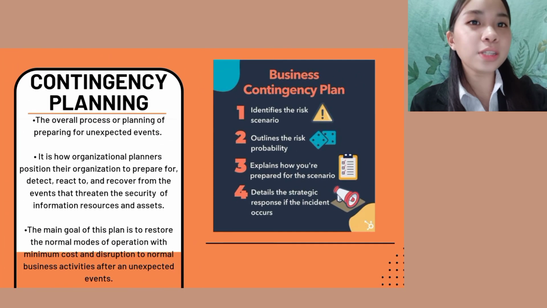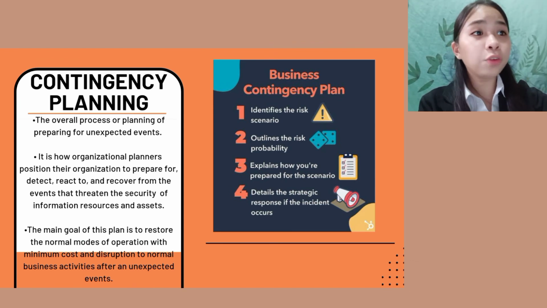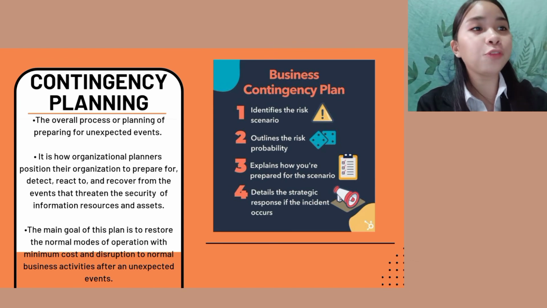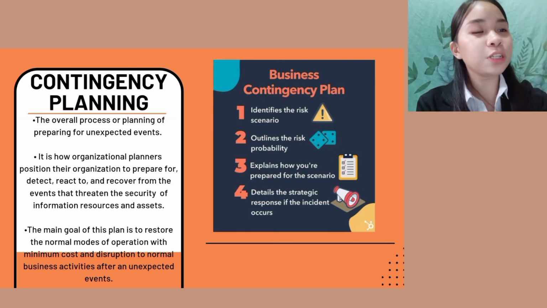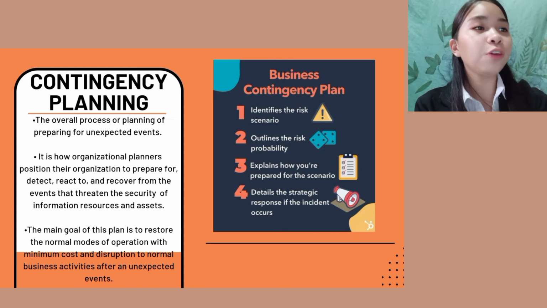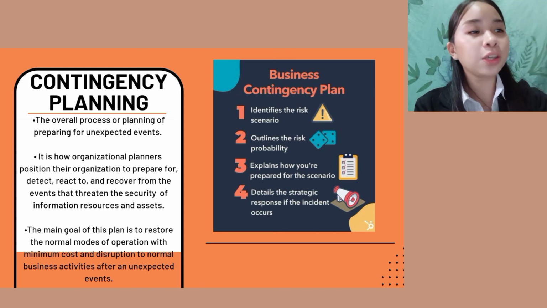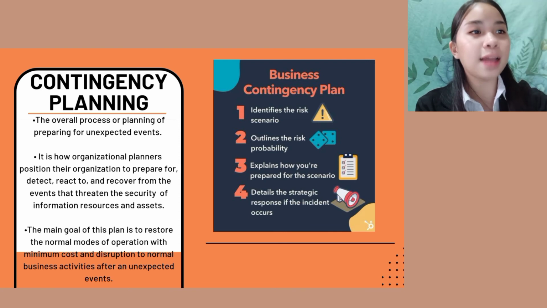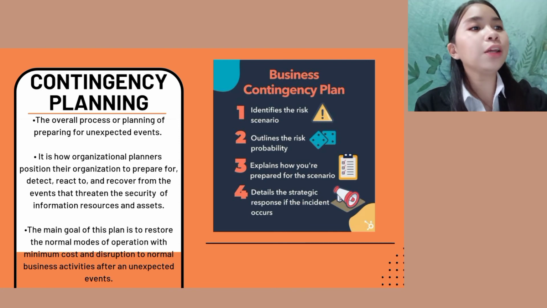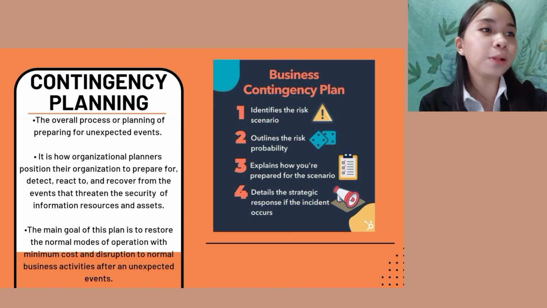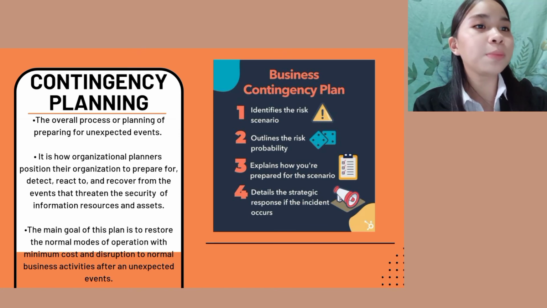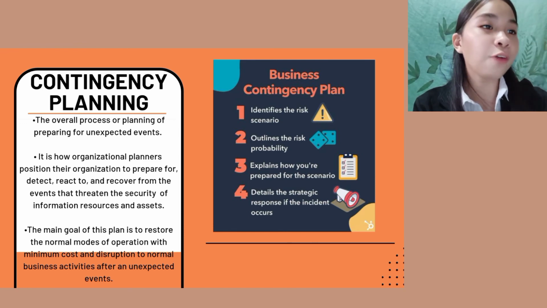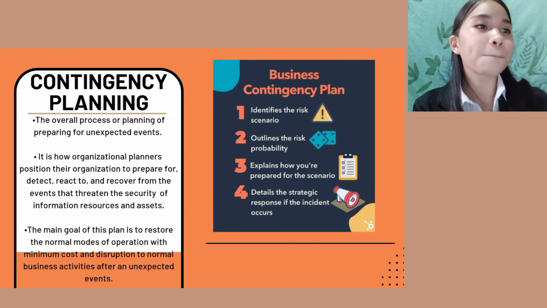So number two is contingency planning. It is the overall process of preparing for unexpected events. It is how organizational planners position their organization to prepare for, detect, react to, and recover from the events that threaten the security of information, resources, and assets. The main goal of this plan is to restore the normal modes of operation with minimum cost and disruption to normal business activities after unexpected events.